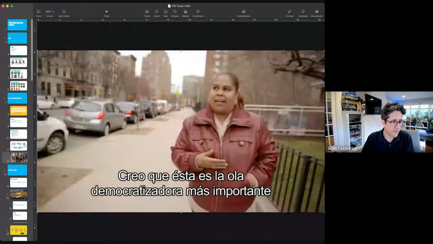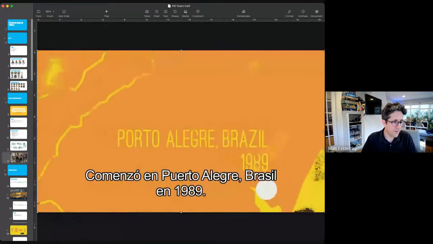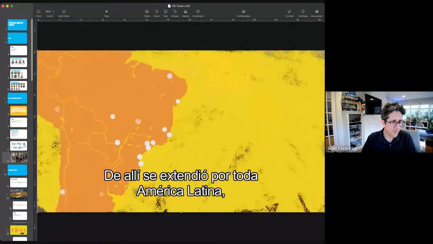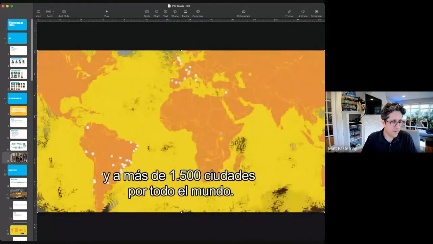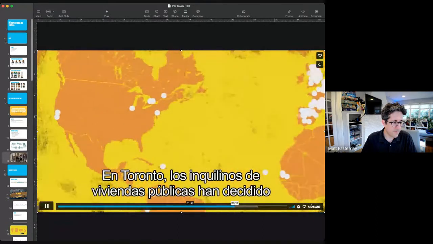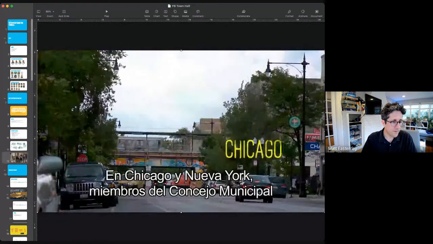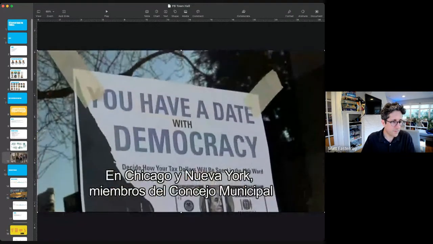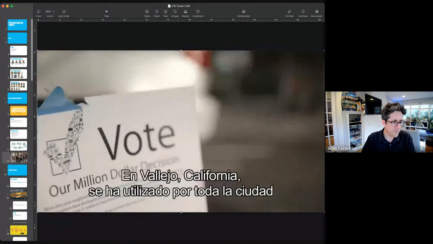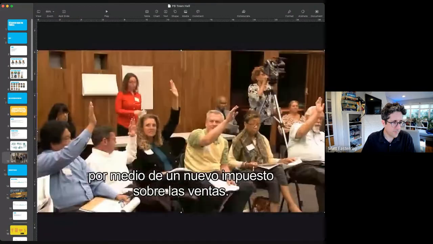I think this is like the greatest wave of democracy coming into the United States. It started in Porto Alegre, Brazil in 1989. From there, it spread all over Latin America and over 1,500 cities around the world. In Toronto, public housing tenants have decided to spend millions of dollars each year on improvements to their buildings. In Chicago and New York, city council members have set aside discretionary funds for the community to decide. In Vallejo, California, PB has been used citywide for funds from the new sales tax.